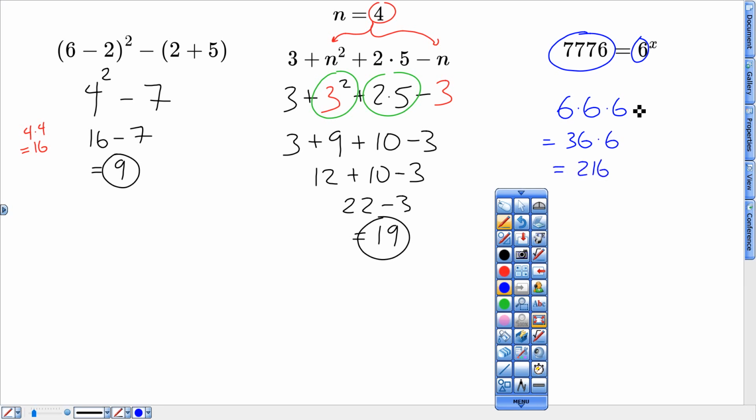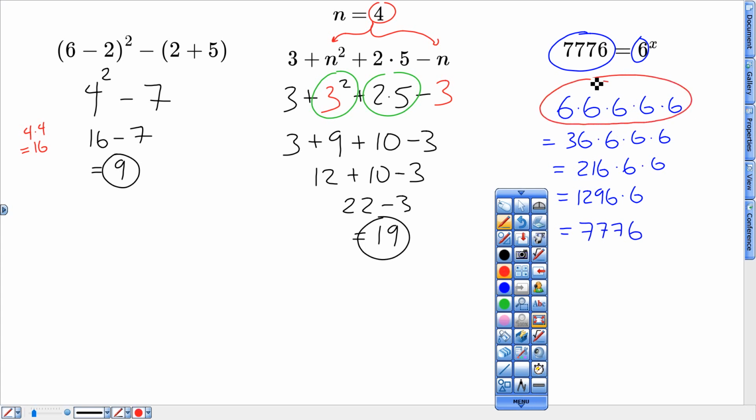Times another 6. 216 times 6 gives me 1,296. Close. It's times by one more 6. 1,296 times 6. There it is. Gives me 7776. So I could see it took me 1, 2, 3, 4. It took me 5 of these 6's timesing to get that.